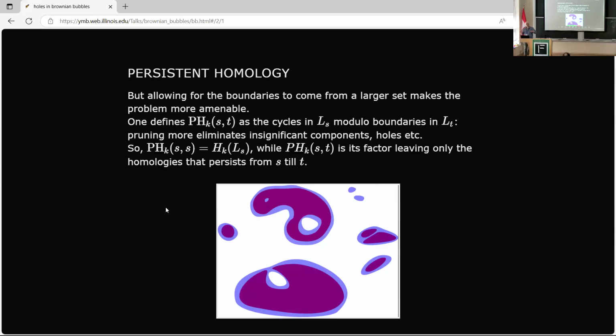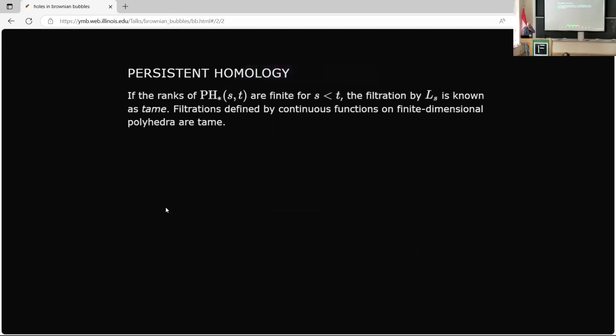So this is how persistent homology works. This is how we filter. We look at the patterns which emerge at some level and survive at some higher level, okay? Still, at each level you have infinitely many of those components, countably many.